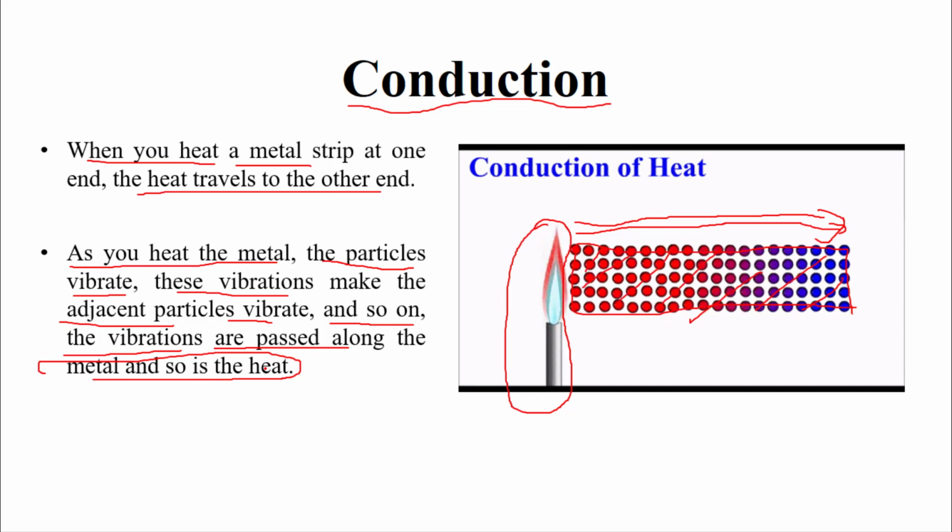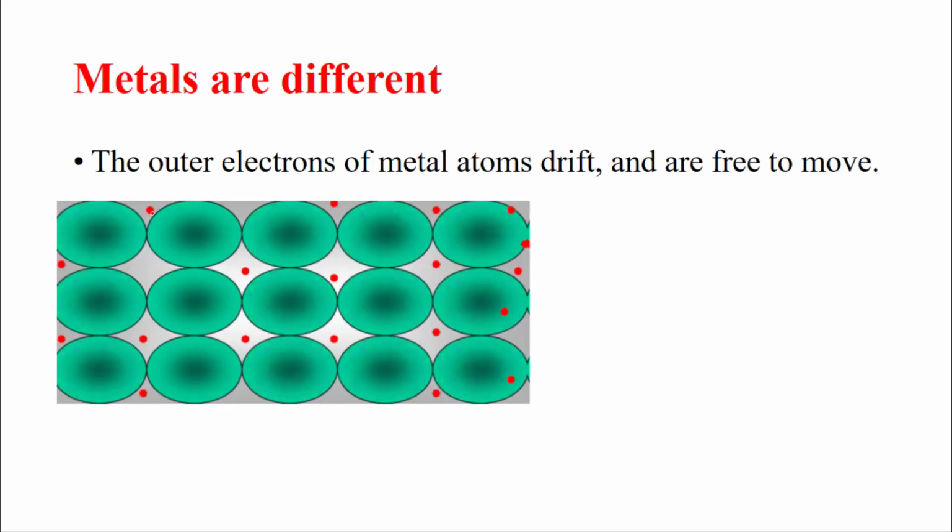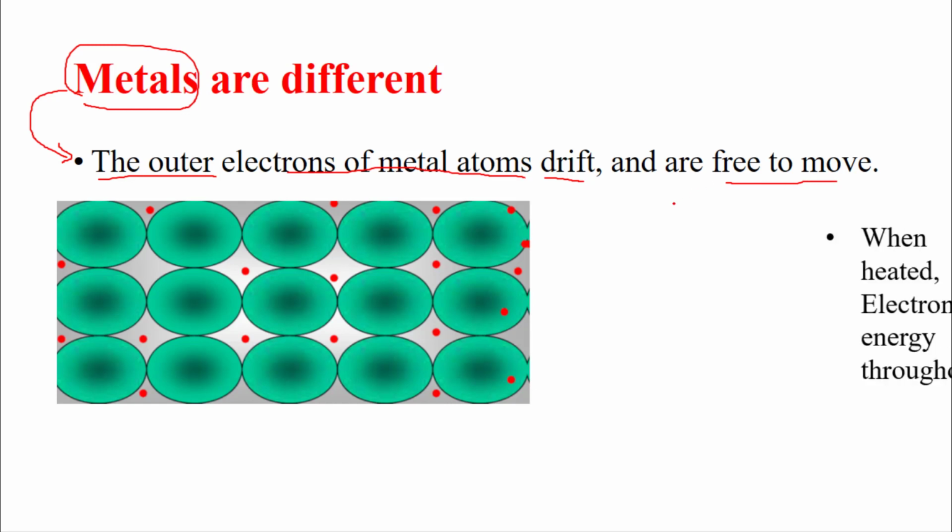Okay, whenever we have heat transfer through a solid, we call it conduction. But why does this happen? Why does heat transfer through a solid? By having this property, the vibration of the bonds of the molecules. Another reason why heat is transferred through a solid, if we have metal, is this characteristic: the outer electrons of the metal atom drift and are free to move throughout the metal.